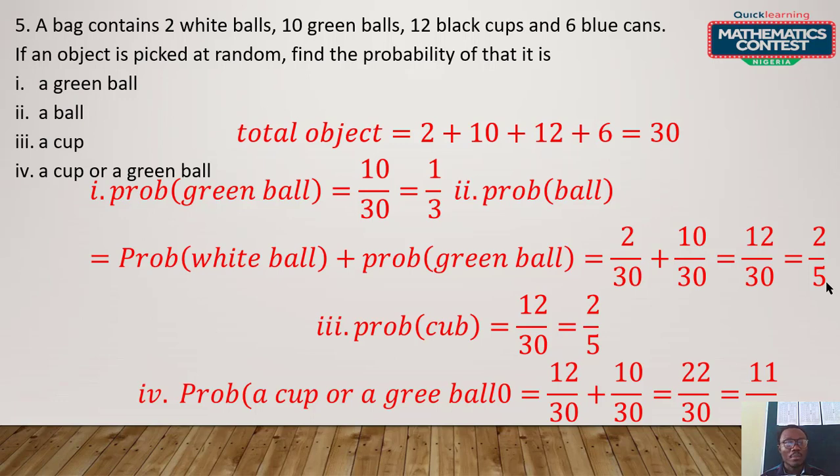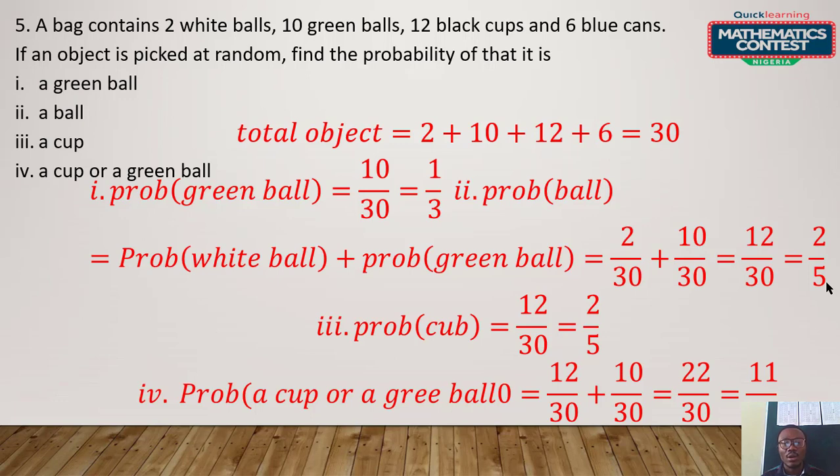Now the next one is the probability of getting a cup. They did not tell us which color of cup, but from the question, we're told we have 12 black cups, and that is the only cup we have there. So the probability of getting a cup, which obviously has to be a black cup now, because it's only 12 black cups we have in the total of the objects.